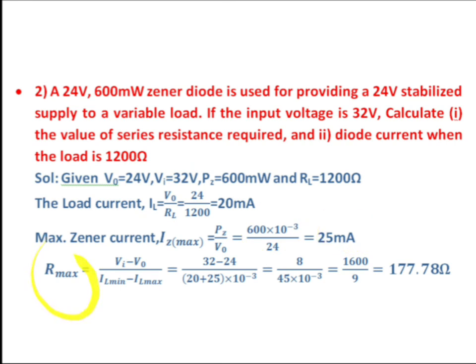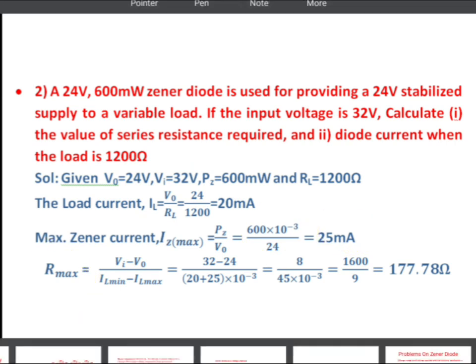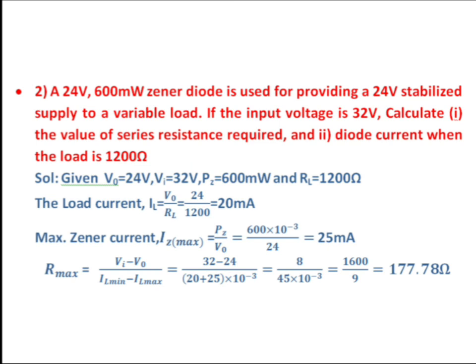R max is equal to Vi minus V0 divided by IL min plus IZ max. Substituting the values, we have 8 by 45 into 10 power minus 3, then 16,000 by 9. Finally, 177.78 ohm. Refer to more problems in the given notes and textbook. Thank you.